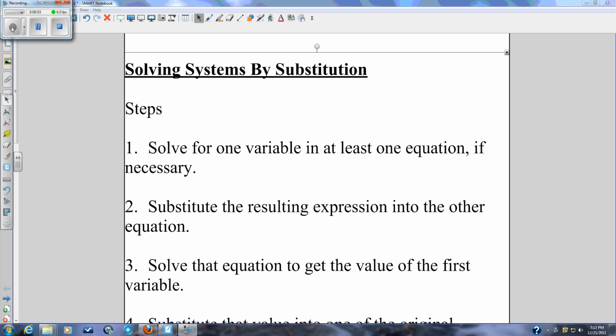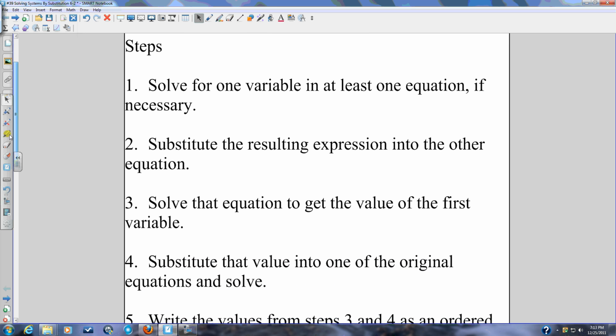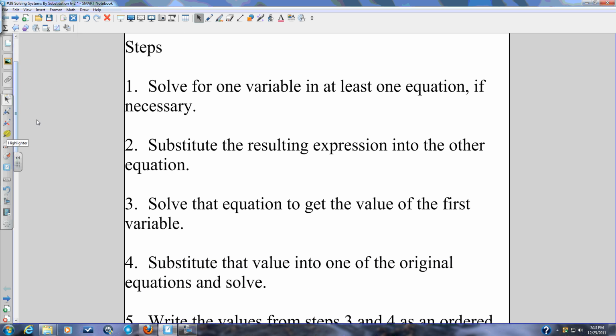Today we're going to be looking at another way to solve a system of equations, and the method we're going to be using today is substitution. Now, I've listed the steps that we're going to use. They will become more meaningful as we do some problems, but step number one is to solve for one variable in at least one equation if necessary.